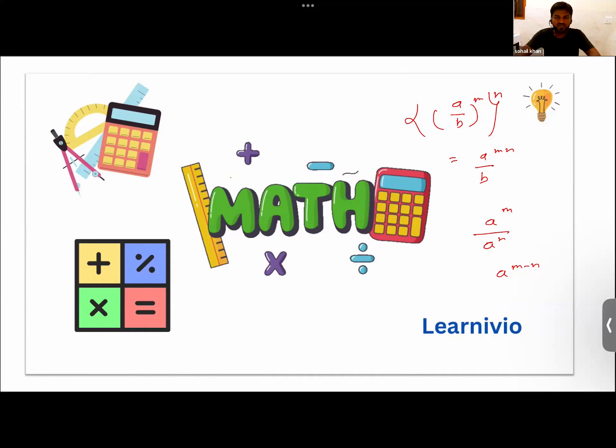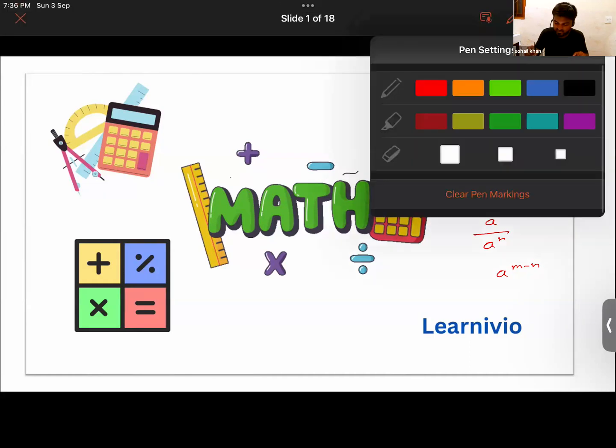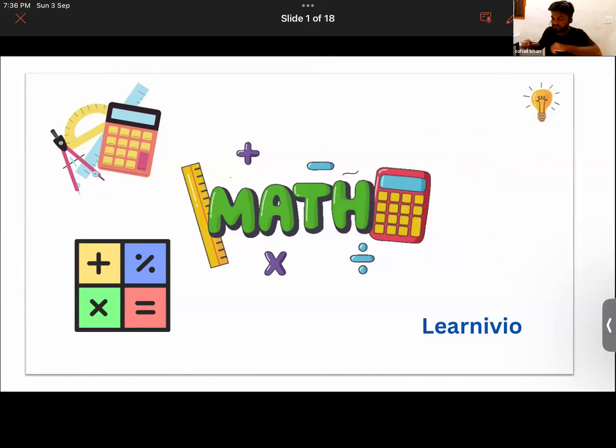I think in our first class, we were discussing the same chapter, right? Yes, sir. Direct and inverse proportion. So tell me, so far, what have you studied in this chapter? Direct proportion, inverse proportion, and problems based on these things. Okay, that is basically the things which you have studied in the chapter.